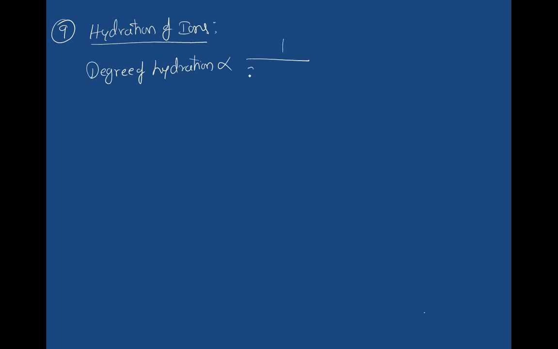Coming to the next, hydration of ions and hydration energy. The degree of hydration is inversely proportional to the size of cation. Smaller the size of cation, greater the degree of hydration, and greater will be the hydration energy, that is directly proportional to hydration energy. It is the amount of energy released when 1 mole of ion is occupied by the required number of water molecules in solution.